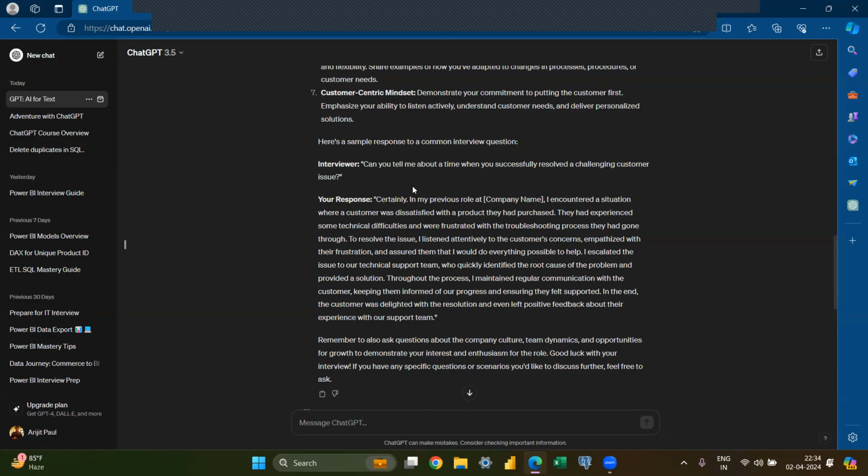So it gives us a template. Like, certainly, in my previous role at company name, I encountered a situation where a customer was dissatisfied with the product they had purchased. They had experienced some technical difficulties and were frustrated with the troubleshooting process they had gone through. To resolve the issue, I listened attentively to the customer's concern and empathized with their frustration. I escalated the issue to our technical support team, who quickly identified the root cause of the problem and provided a solution. Okay, it's a bit long, according to me.